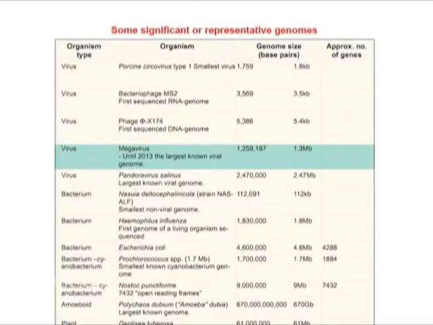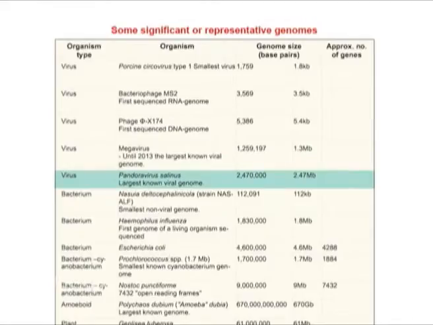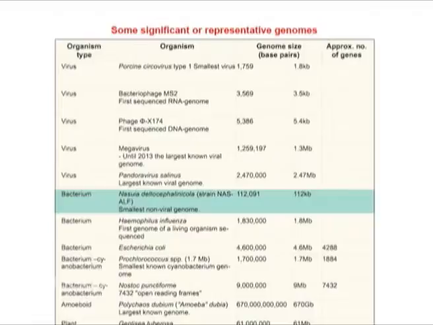Virus megavirus has a genome size of 1.3 MB. Virus Pandoravirus salinus, which is the largest known viral genome, has a genome size of 2.47 MB. Among the bacteria, Nasuia deltocephalinicola strain NAS-ALF, which is the smallest non-viral genome, has a genome size of 112 kb.